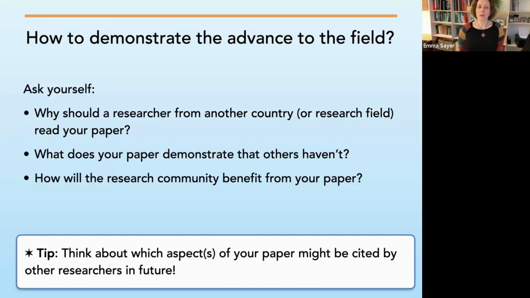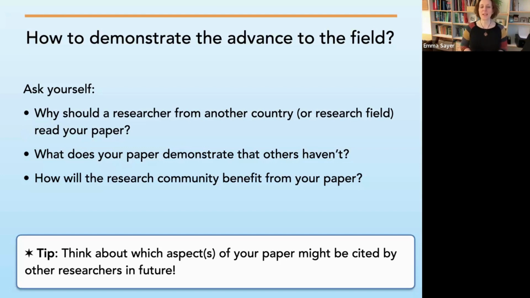Then what does your paper demonstrate that others haven't? And importantly, how is the research community going to benefit from your paper? We often think of papers as benefiting us, and we're writing them because we need to, because it's part of the research process. But actually, the reason we're communicating our research is so that the community as a whole can benefit from it, that we can build on it, and that we can move things forward.